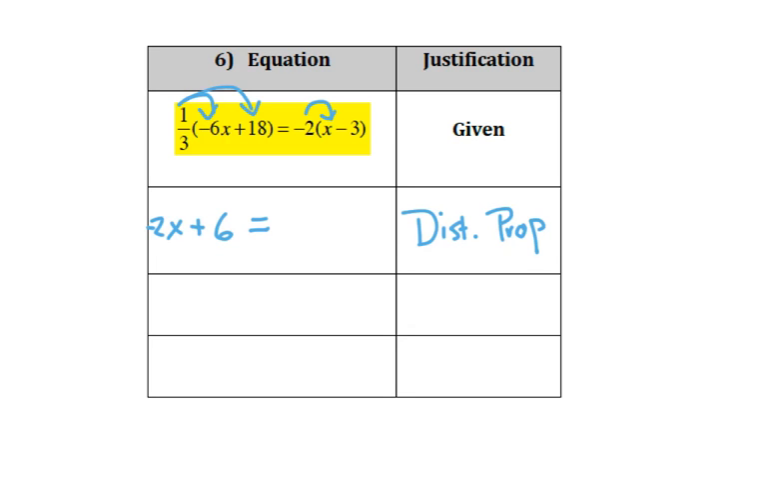and distribute the -2 at the same time. So -2 times x is -2x's. And -2 times -3 is a positive. 2 times 3 is 6.